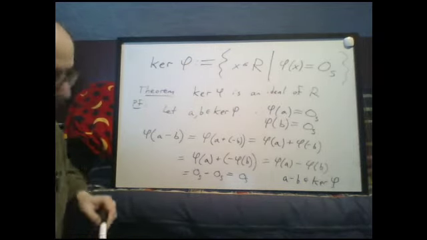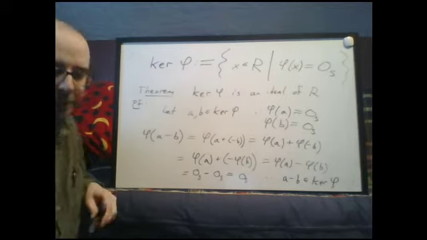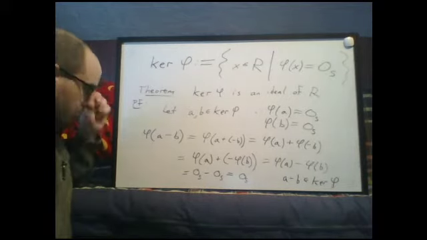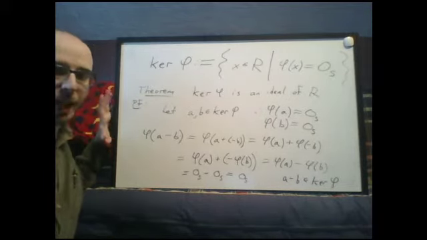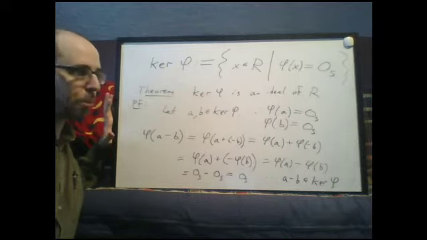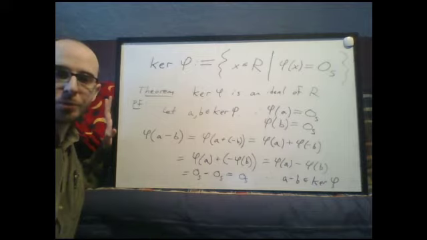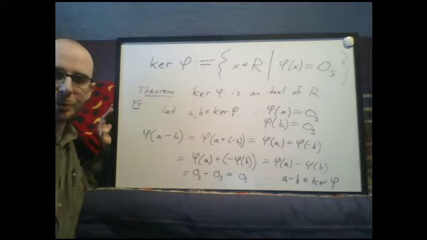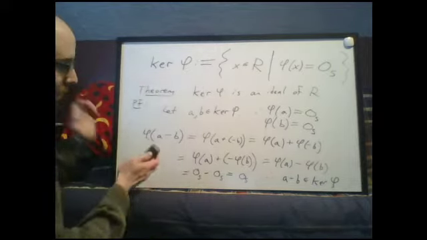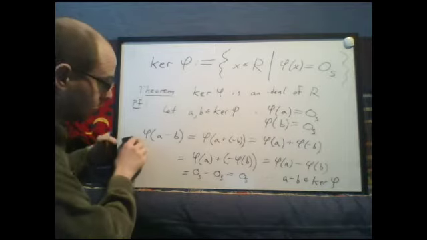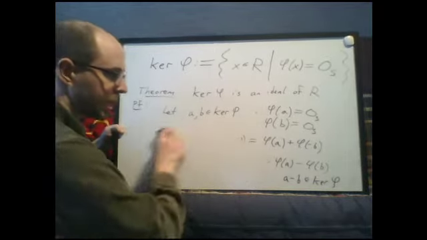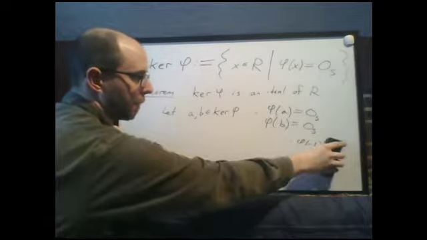Okay, so it's closed under subtraction. And so basically that part of the proof is our proof from earlier in the course where we proved that kernels of group homomorphisms were subgroups. But to show it's an ideal, we have to do more than that.